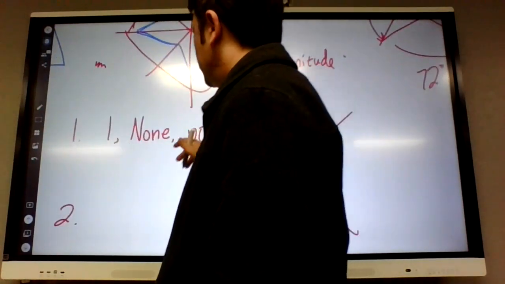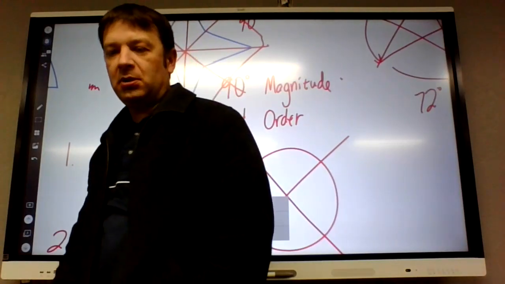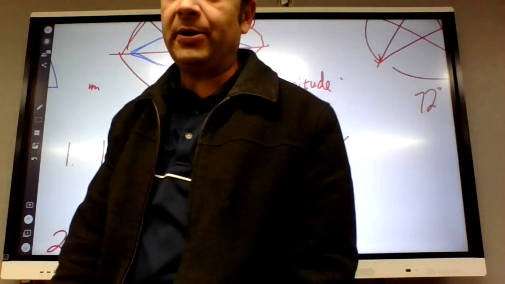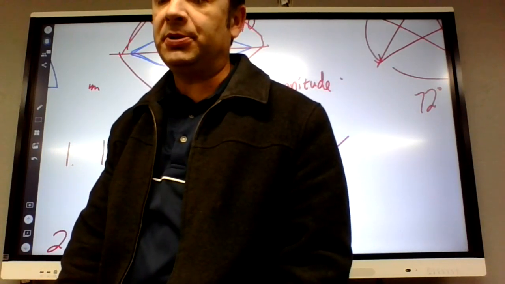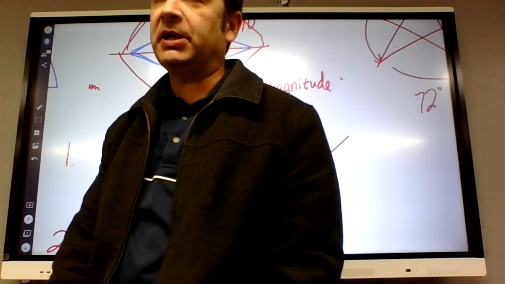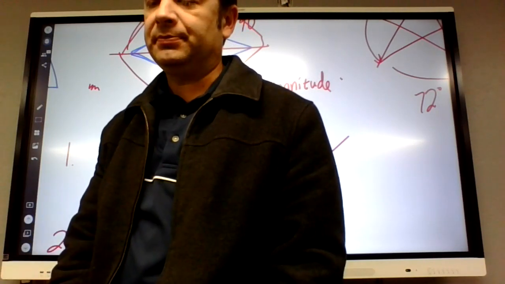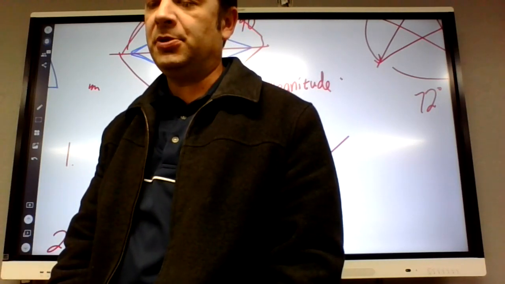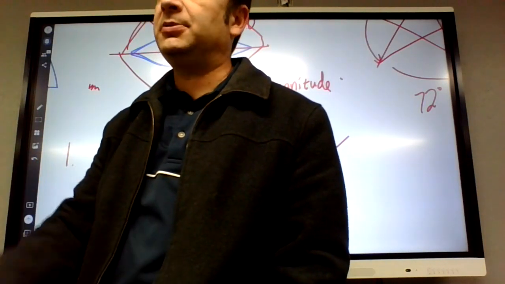Okay, it kind of looks like a flower now. Number 2. There's nothing else on 2. What would the magnitude on number 2 be? Like how many degrees do you turn it before it's the same? Magnitude is the degrees.